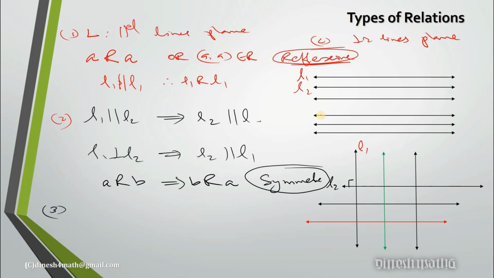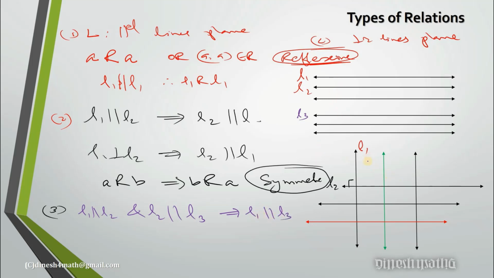Then the third type of relation I am going to see is from the same lines. Maybe I am taking one more line, maybe this is L3. If you observe here, L1 is parallel to L2 and L2 is parallel to L3. Clearly L1 and L2 are parallel and L2 and L3 are parallel. Now can I say L1 is parallel to L3? Obviously it is true, right?